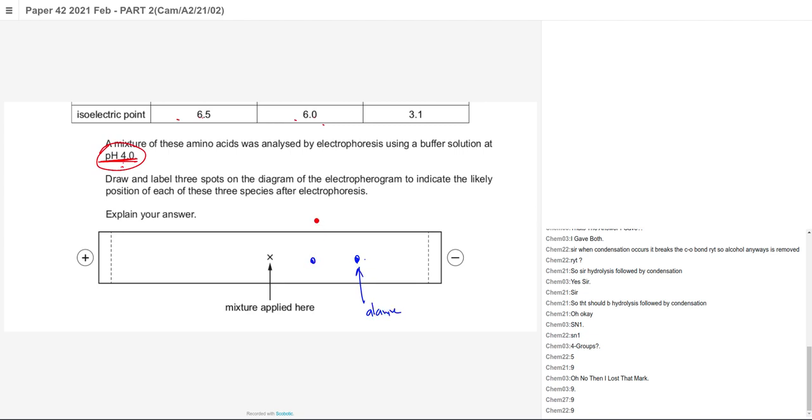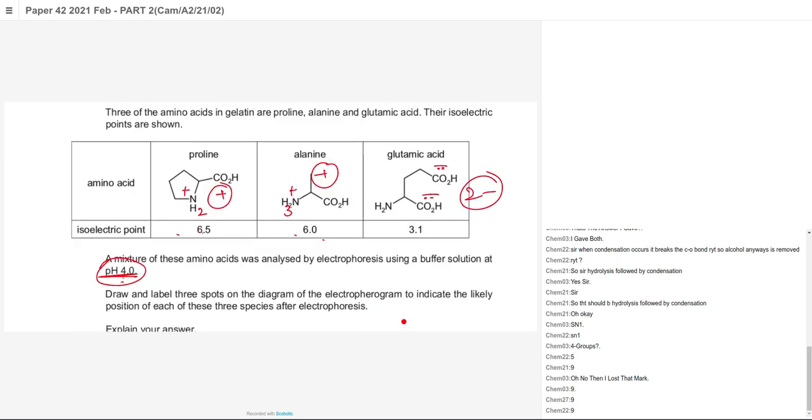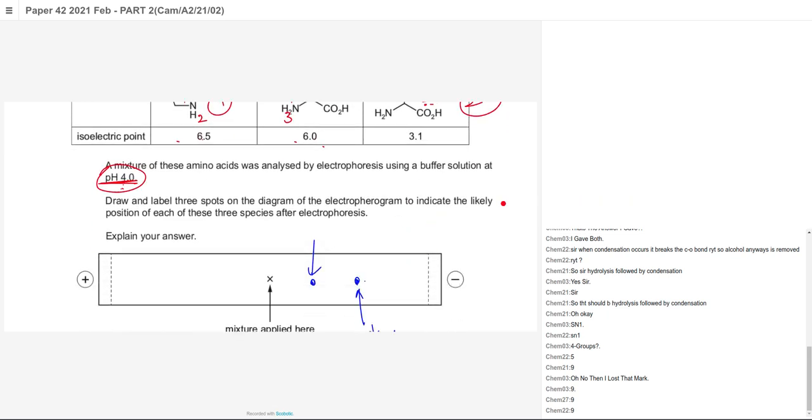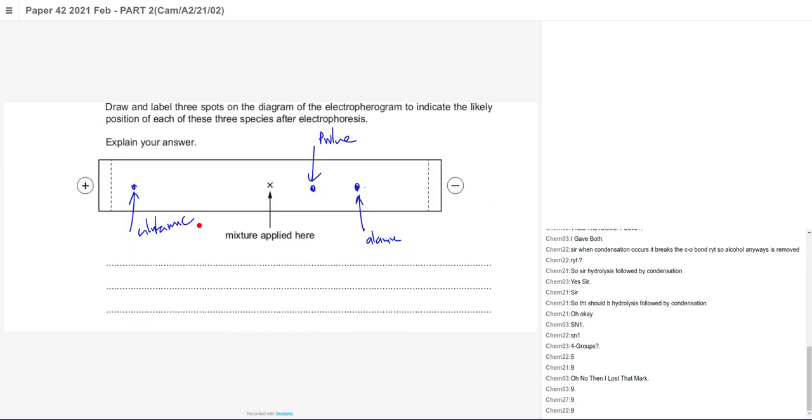As for the proline, because it is a bulky molecule, it moves less distance, even though both have the same positive charge. This is proline. And the glutamic acid will travel the most distance. Even though it's bulky, it travels the most distance because the charge is 2 minus. That will travel more than these two.